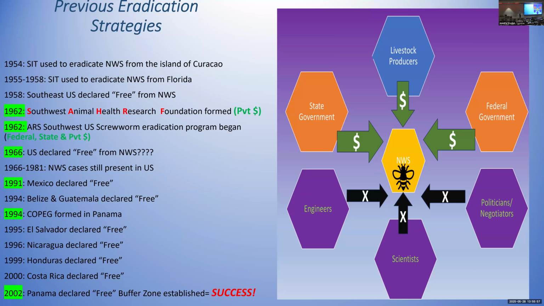Back up just a bit. The sterile fly technique was developed. It was identified as a potential for eradication. In 1954, they tested it on the small island of Curaçao, and it was very successful. Brought it to Florida, again, very successful. It's an isthmus. It's pretty easy to control the landmass there. They started north and went south, incredibly successful. Got the southeast clear, declared free of screwworms in 1958.